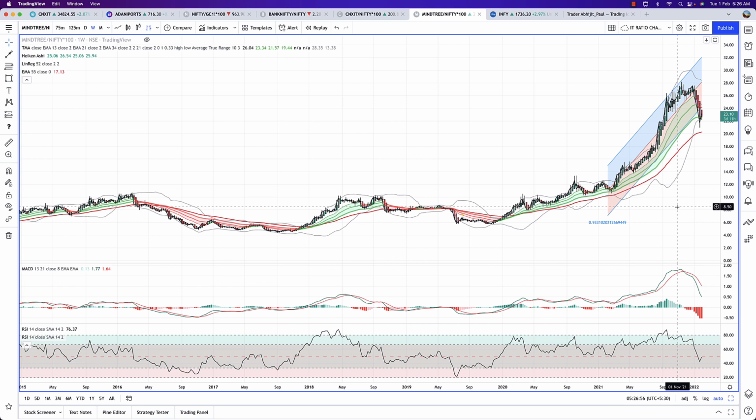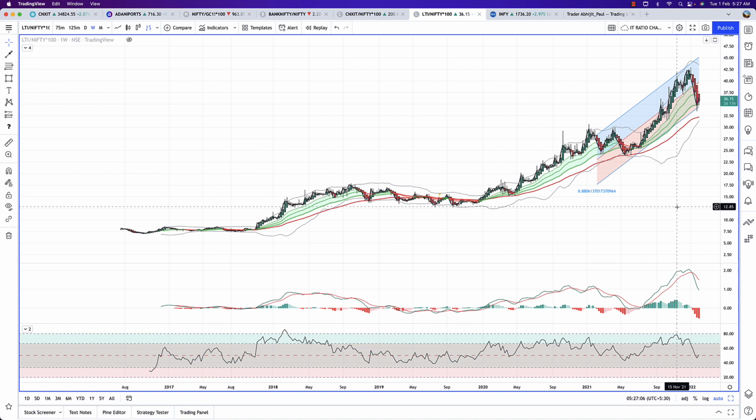You'll have to go to the chart of Mindtree, draw some volume profile, figure out some zones of support, etc. But we are here to point out the outperformers which we are going to buy later on. LTI is a similar kind of story.